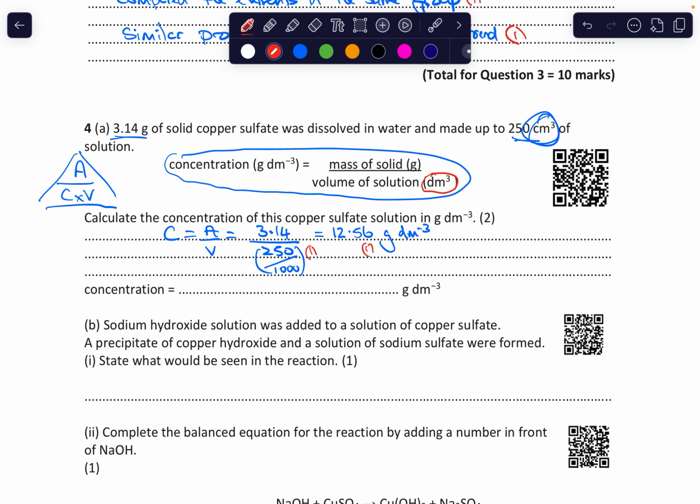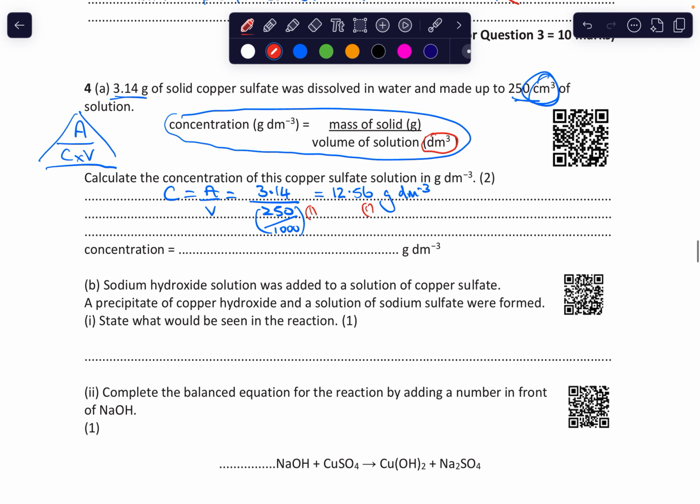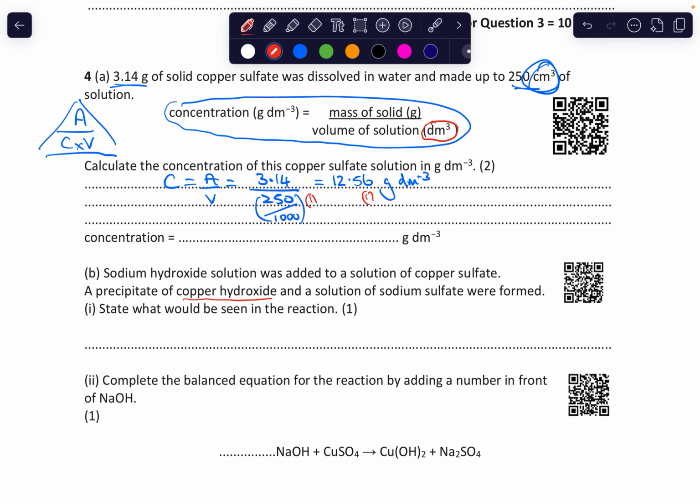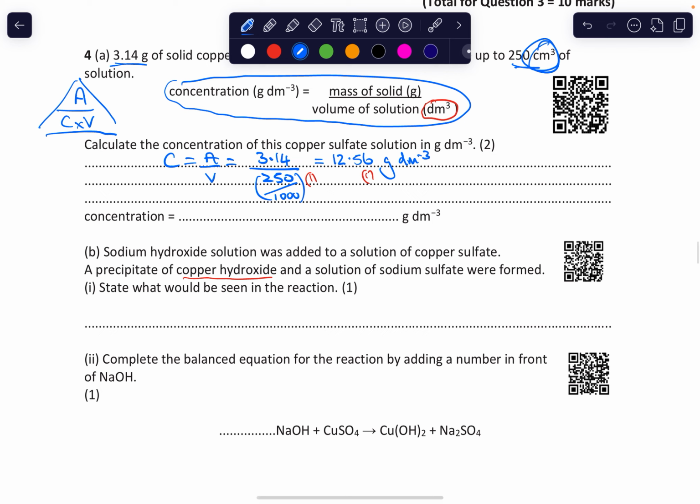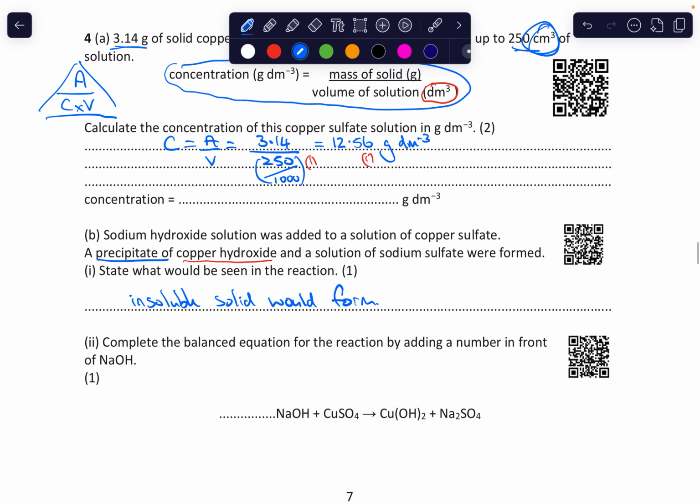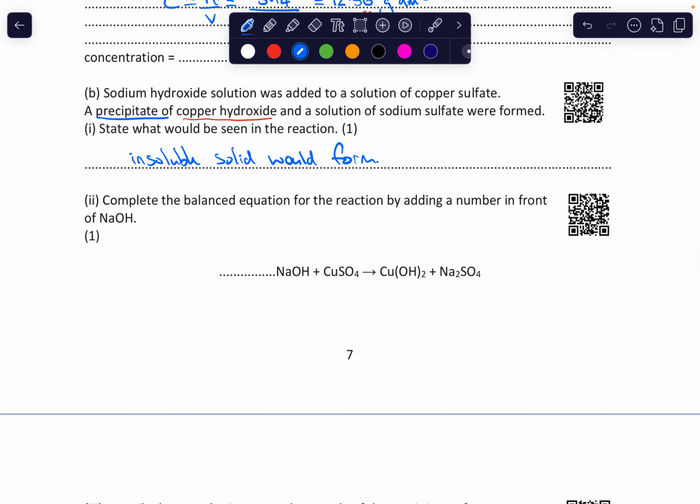Okay, sodium hydroxide solution was added to a solution of copper sulfate, a precipitate. Explain what would be seen. So a precipitate of copper hydroxide would form. Explain what you would see. So as soon as you get a precipitate, this means you're getting an insoluble solid forming. So an insoluble solid would form. And the core knowledge, the thing we've got to remember is that is what precipitates are. They are insoluble solids.